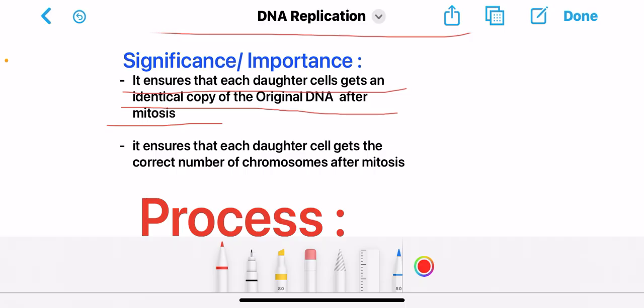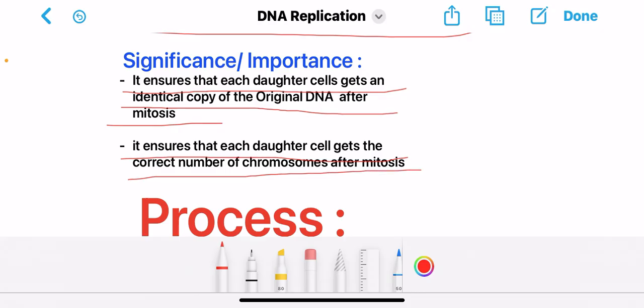Now, what is another significance of DNA replication? Remember, you must copy this down because they're going to ask you in the exam, in your question paper, and you must know them. Another significance of DNA replication is that it ensures that each daughter cell gets the correct number of chromosomes after meiosis.